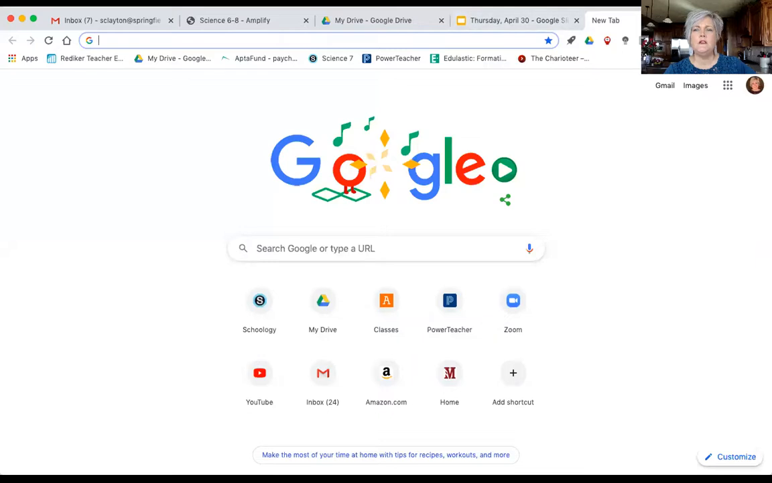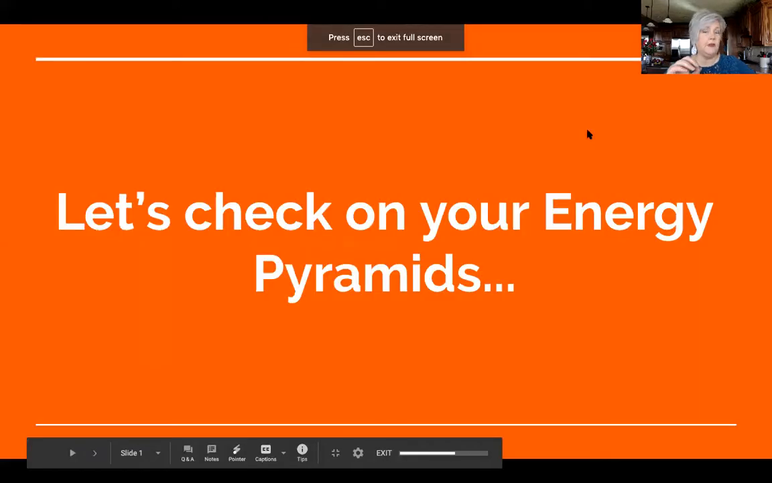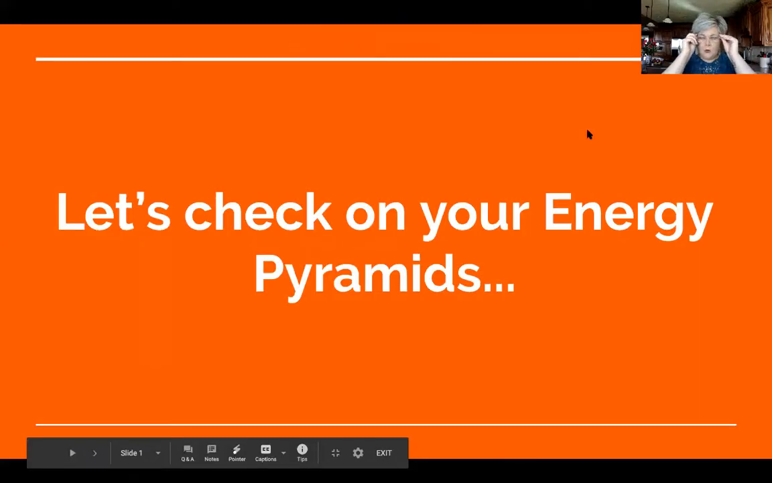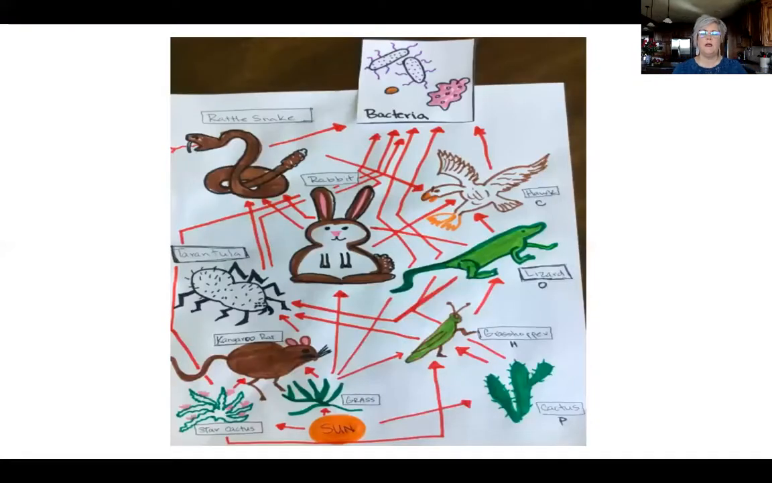I'm going to share my screen with you guys today. And today I want to revisit our energy pyramids. I asked you to get started on that yesterday. If you remember, yesterday I showed you my desert ecosystem animals, and this of course is my food web. It's a good model, and I don't want you to think that scientists don't use this model. They do. It's just sometimes kind of confusing.